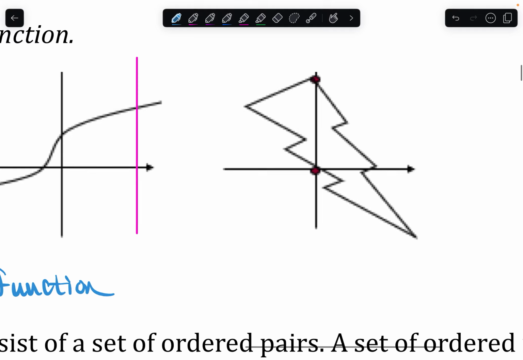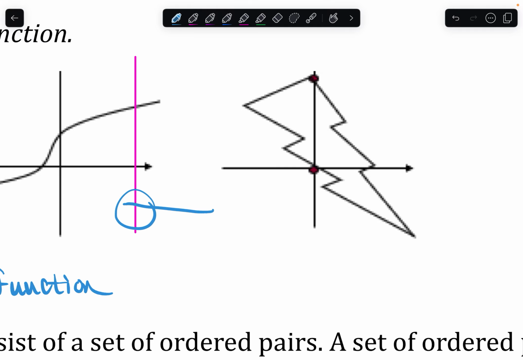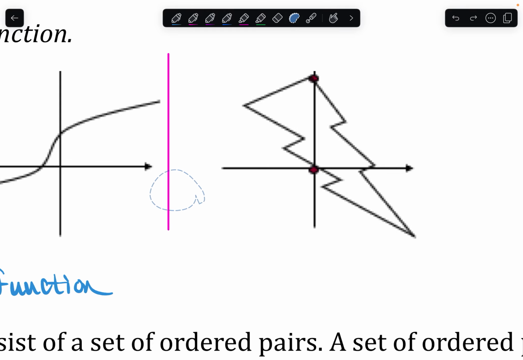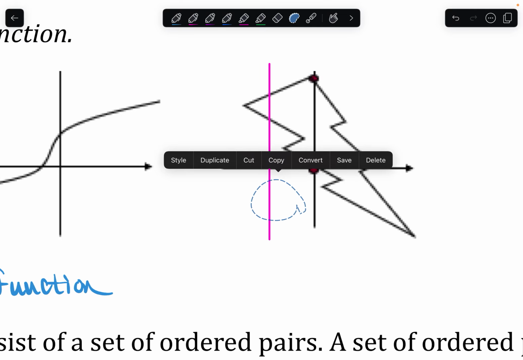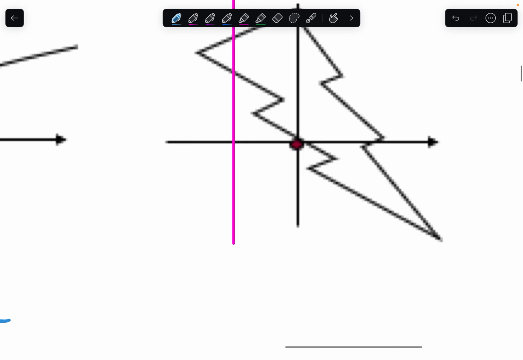Third one, got my graph going. Whoops, that wasn't my drag tool. All right, good right here, but then I come in here. The second we hit more than once, we're done. It is not a function, also known as a lightning bolt.